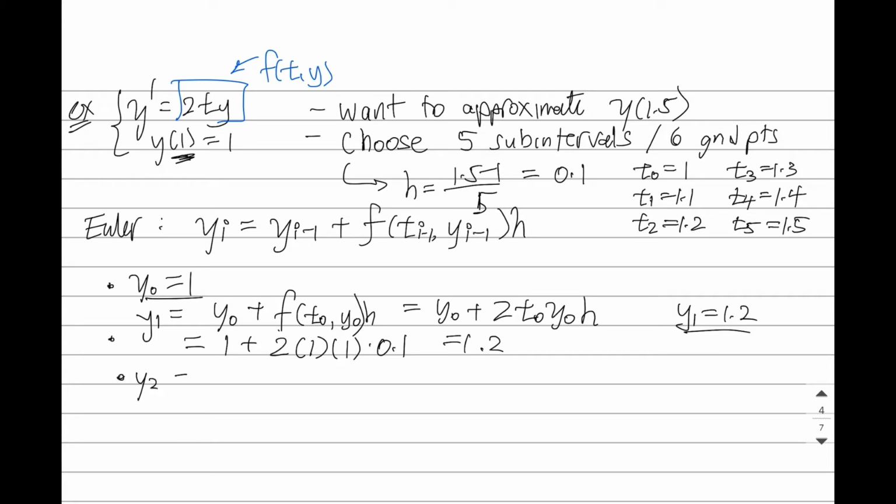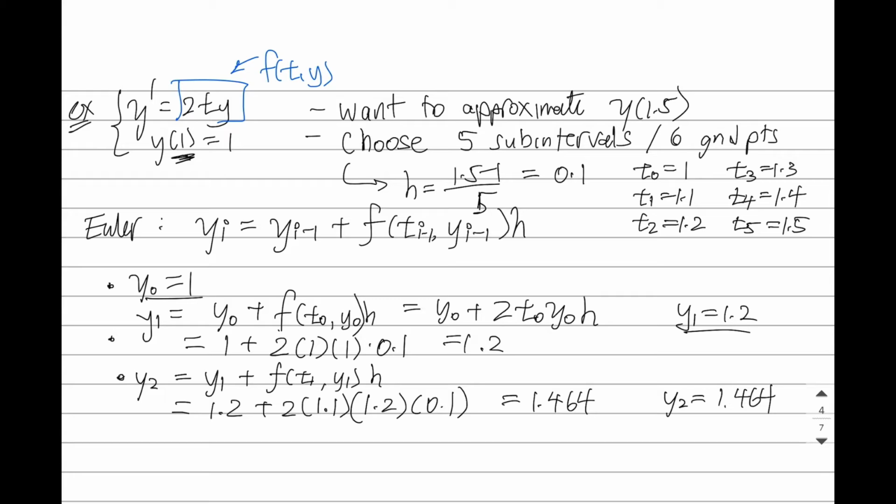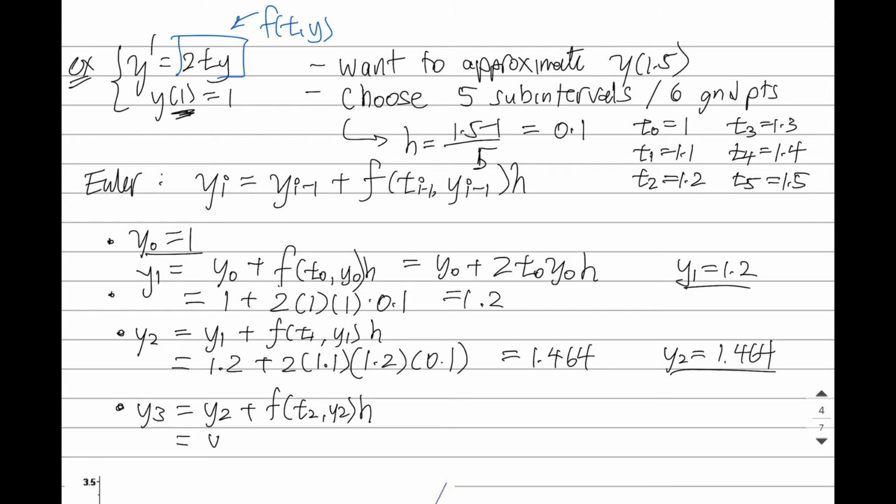y2 is going to be y1 plus f at t1 and y1 times h. So this is going to be 1.2 plus 2 times t1, which is the location 1.1, times y1, the value 1.2, times 0.1. And so this will end up giving us 1.464. Okay. So you can see, as I mentioned before, we are just constructing a list or a sequence of values. y3 will be y2 plus f of t2, y2 times h. So this is going to be 1.464, the value we got in the step prior, plus 2 times 1.2, the solution value we got prior, times 0.1. So y3 is going to end up giving us 1.81536.